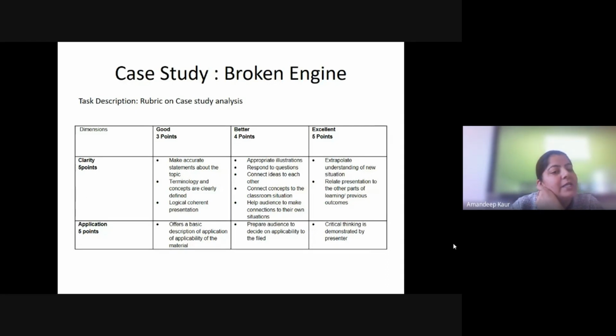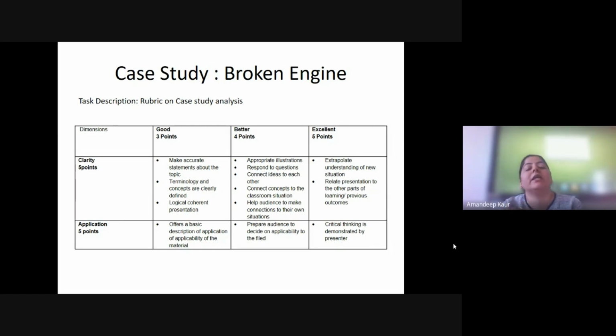Another example is the case study related to the broken engine that we discussed initially. That case study was given in the classroom as an assessment practice only. In the rubric sheet that we prepared, there are only two dimensions, clarity and application, and the scale is divided into three parts. The scale is quantitative as well as qualitative by nature, so we can use both. For clarity 5 points are given, for application 5 points are given, and we have provided descriptions against the three different scales related to the dimensions classified.